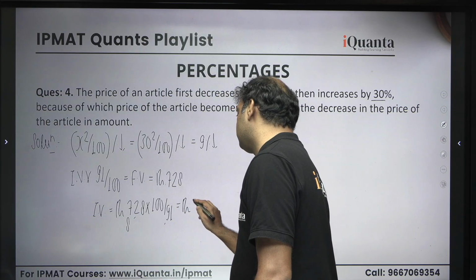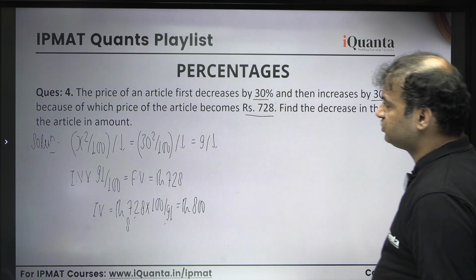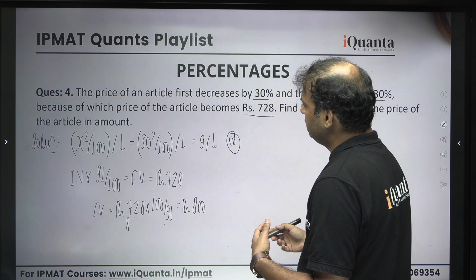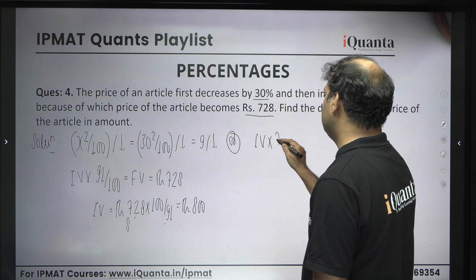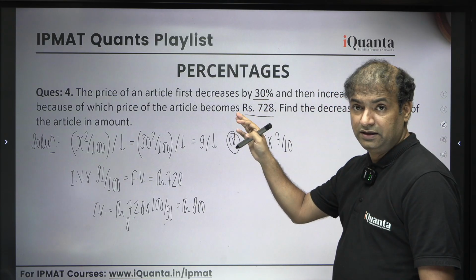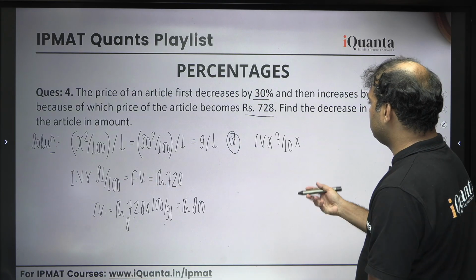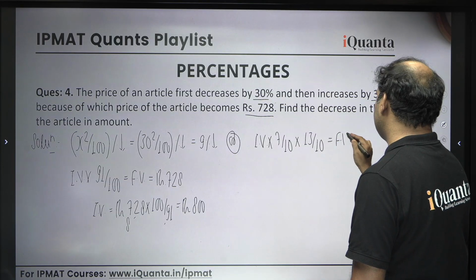So this is how we can find the initial value. We can find the initial value with the successive percentage change as well. How? Let's say first it decreases by 30%, so initial value into 7 by 10, right? 30% is 3 by 10, 1 minus 3 by 10 is 7 by 10. Then increasing by 30%, so we can say it is 13 by 10, right? 1 plus 3 by 10.